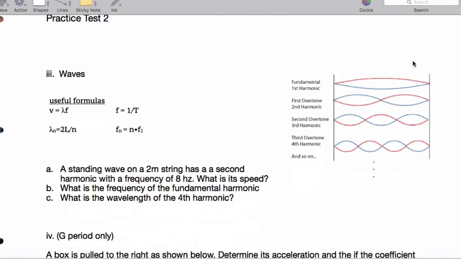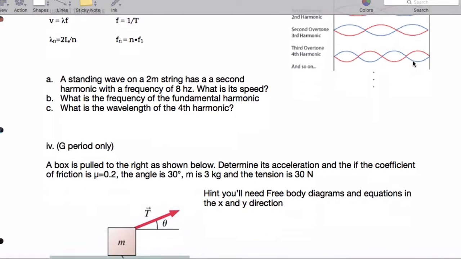Let's just continue here. Look at these waves. Oh my gosh, just craziness.